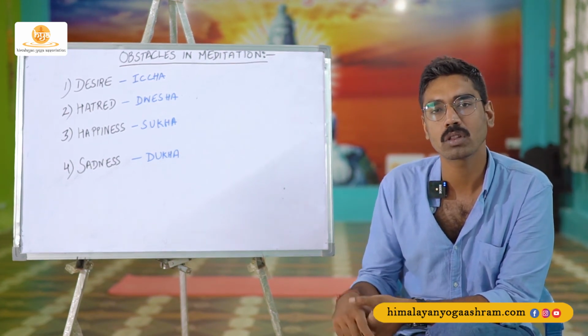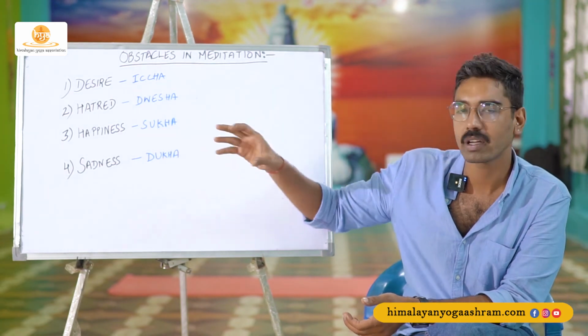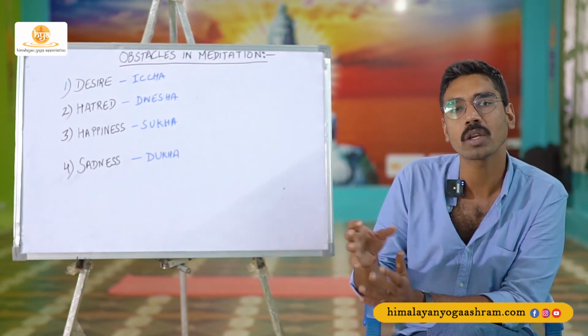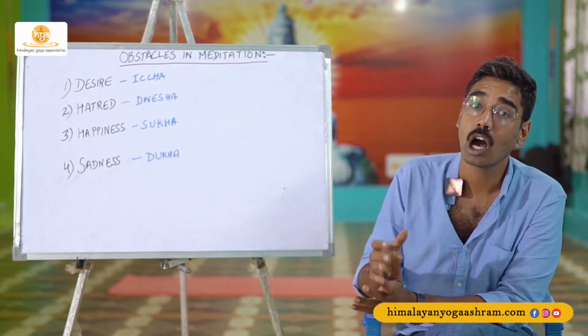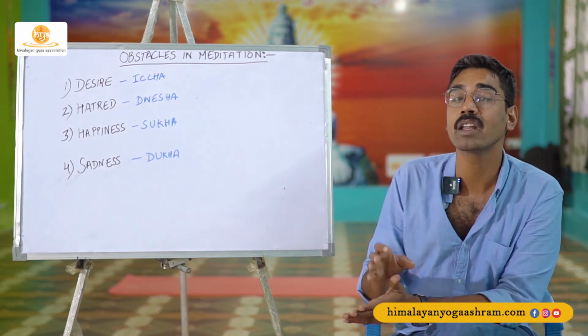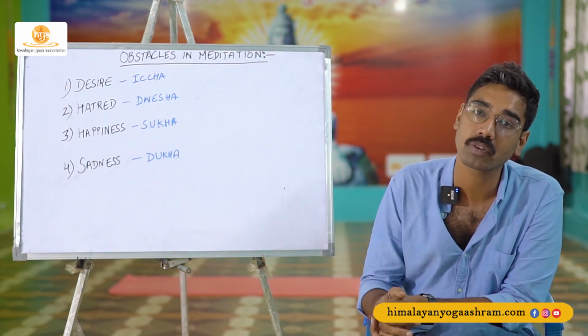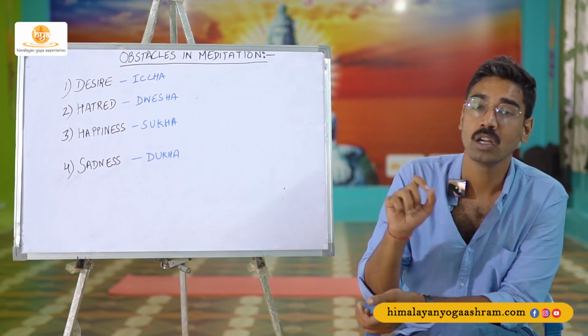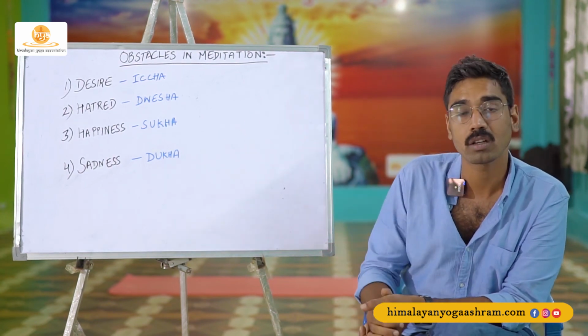I want you to think about and present your own opinion on these four obstacles. How can you get rid of these four obstacles? How can you bring a state of consistency into your mind so that it does not create these four obstacles? What is that one thing that you need to do in order to remove these obstacles so that you can meditate?